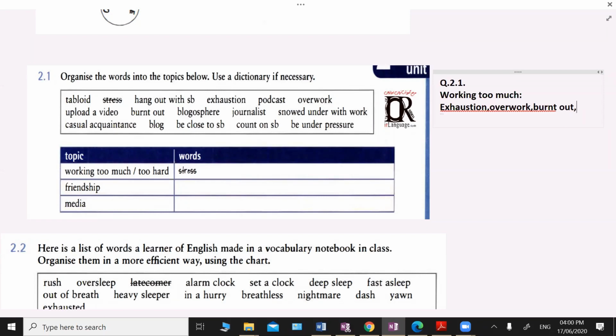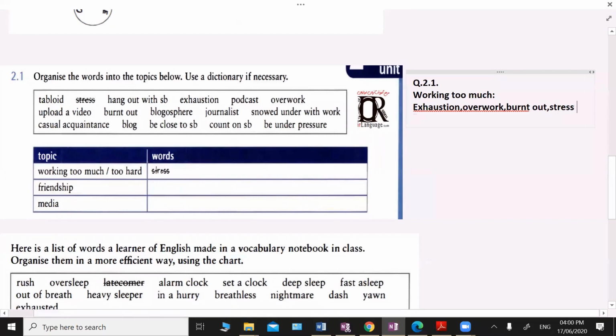Be under pressure. Okay, I think typing will take a bit long, so I can say the answers loudly. First one, stress. We can say stress as well. Yes. Then exhaustion, overwork, yes. Then burnt out, we wrote it. Then snowed under with work, as you said. And then be under pressure. Yes. So here we are done with the first one.